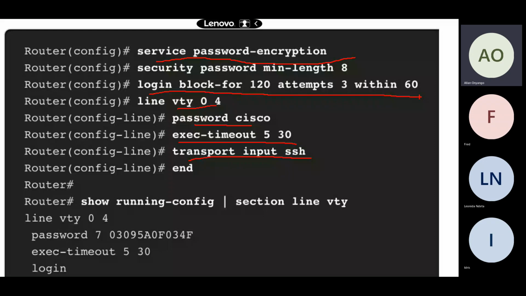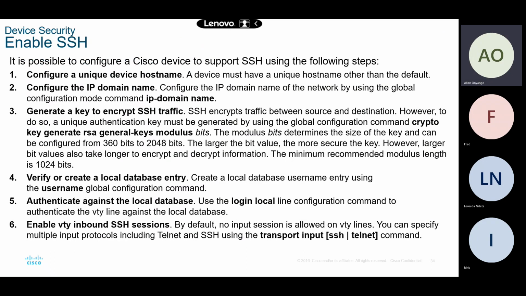So login block-for 120 attempts 3 within 60. Of course, the rest is just saving over there. We will configure some of them. The last one is talk about SSH.